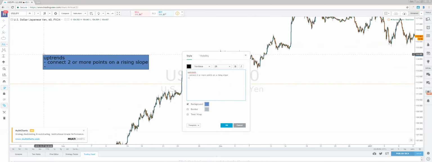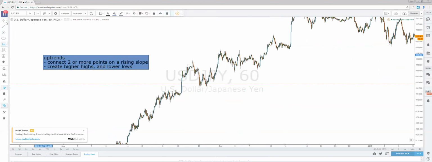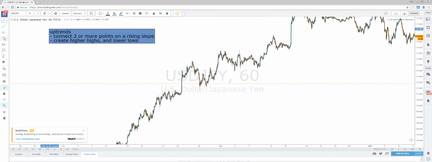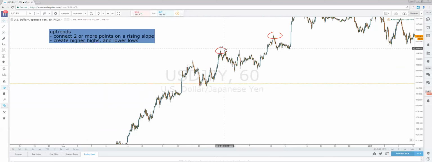Uptrends create higher highs and higher lows. All right, what does that mean? I'm going to draw it out for you guys. Obviously right here, I can see off the bat a little uptrend. I see this point here, this point here, and this point here. You can just imagine a line running through these 3 points already. That's an uptrend. So let me delete this.